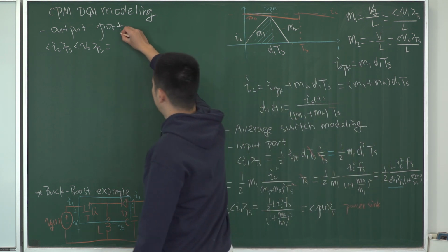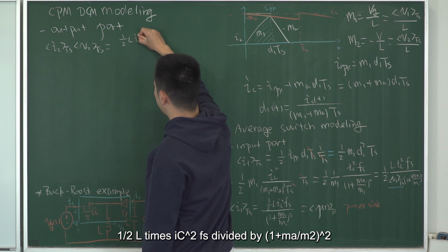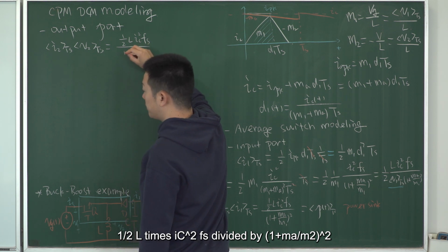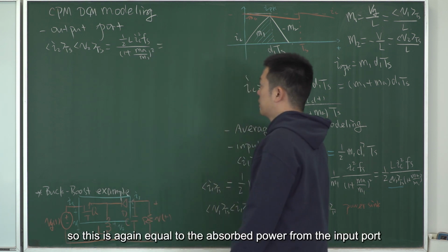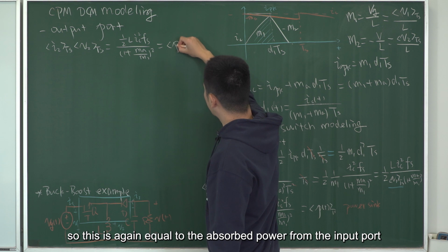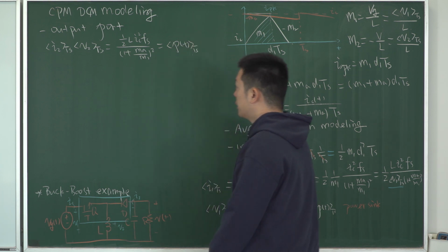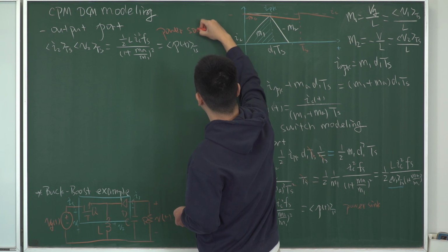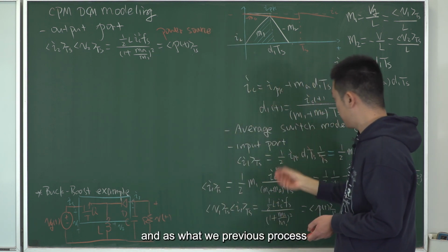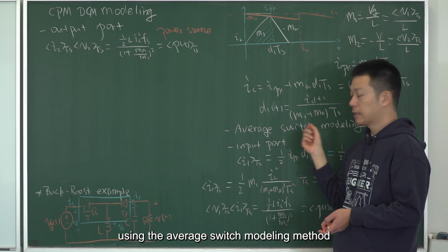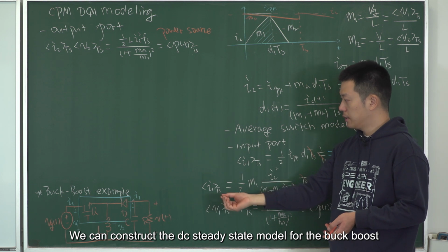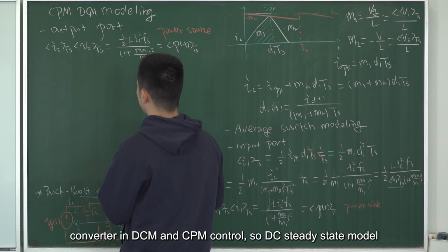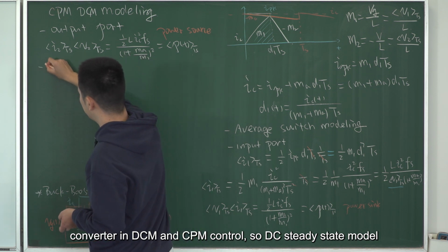Same expression: 1 over 2 L times IC squared Fs divided by 1 plus MA over M2 squared. So this is again equal to the absorbed power from the input port. So for the output port, it is a power source behavior. And as what we previously processed using the average switch modeling method, we can construct the DC steady state model for the buck boost converter in DCM and the CPM control. So, DC steady state model.